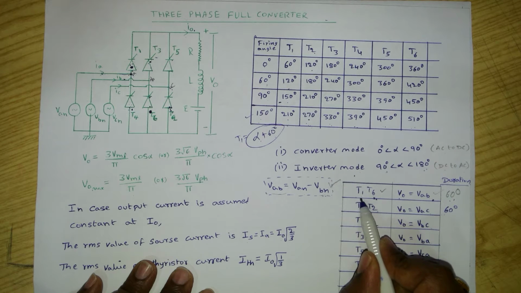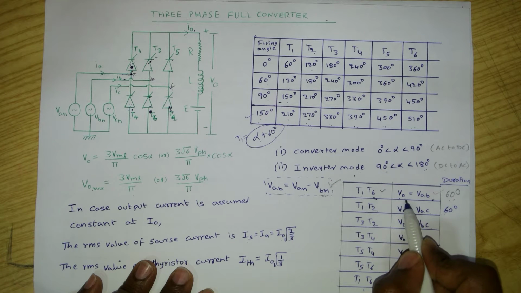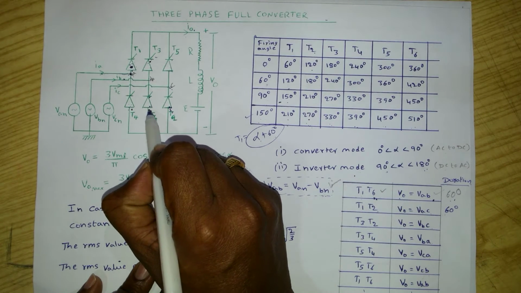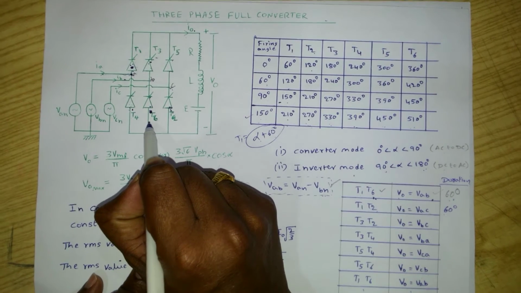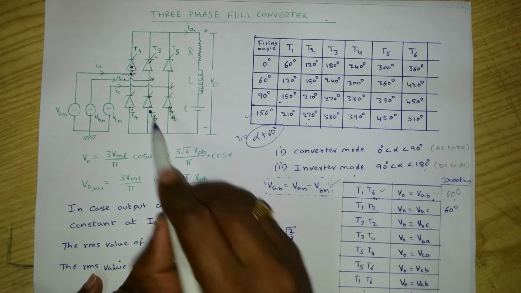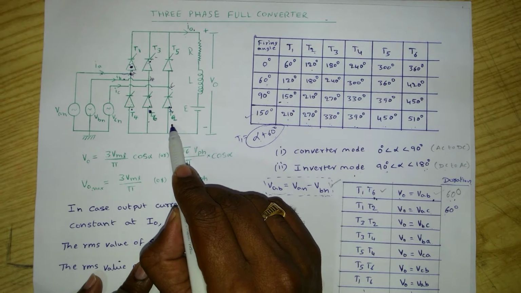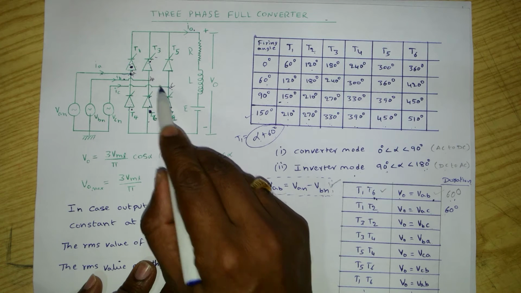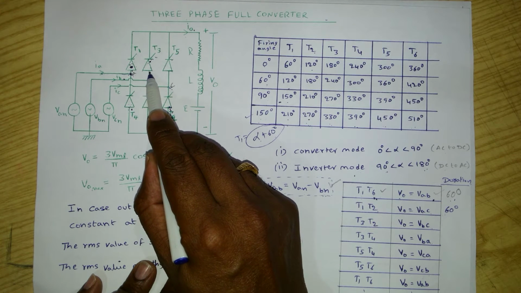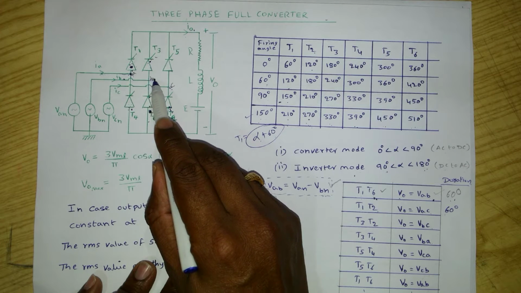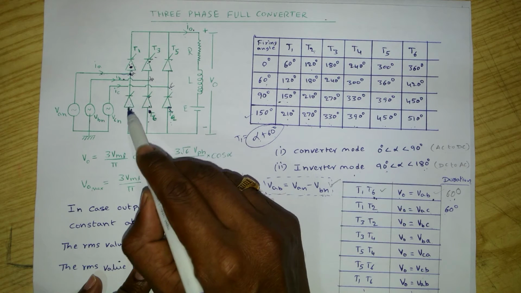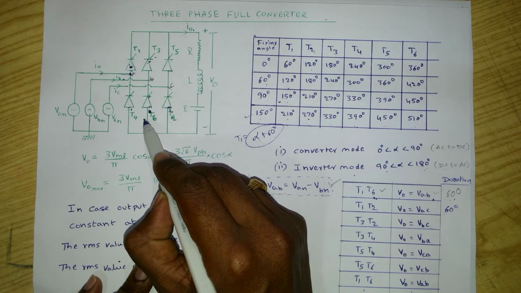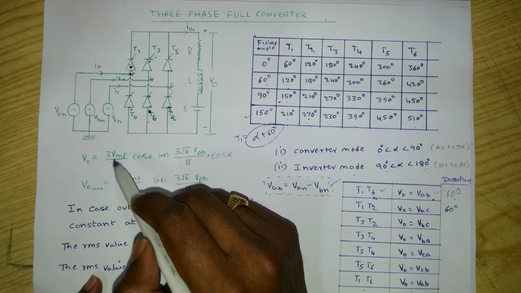Similarly, while T1, T6 are conducting, output voltage is VAB. T1, T2 conducting, VAC. T3, T2 conducting, VBC. T3, T4 conducting, VBA. T5, T4 conducting, VCA. T5, T6 conducting, VCB, and so on.